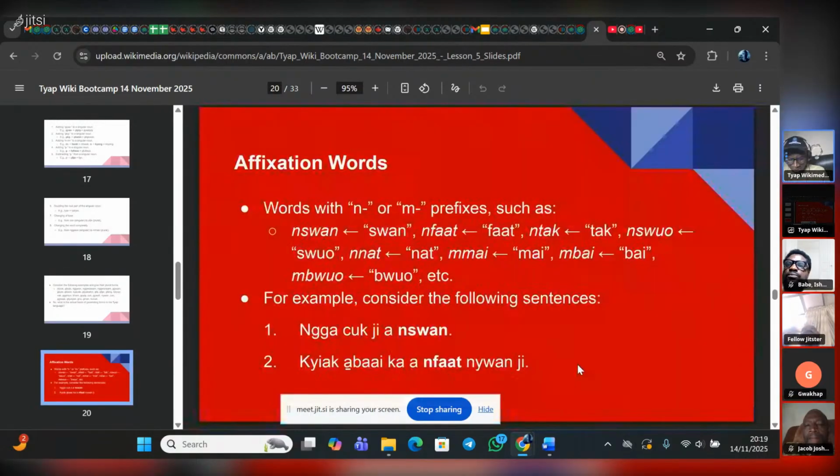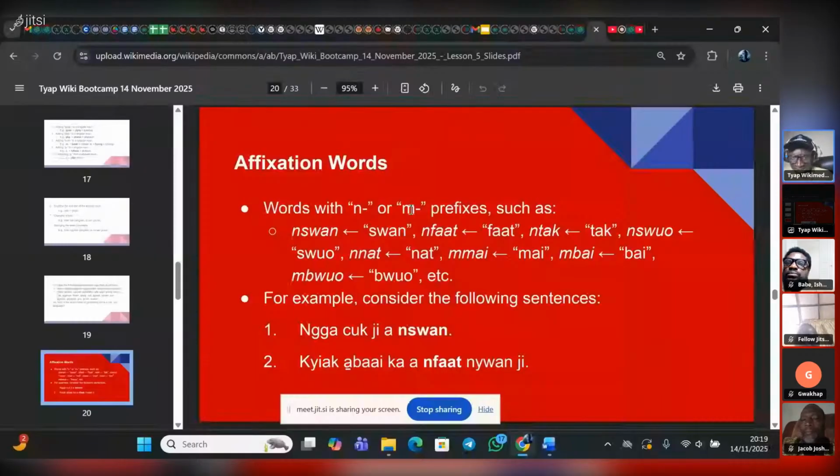And then we have affixation. Affixation words are words that are created by adding a prefix or a suffix to them. And in Tyap, we actually have the prefixes, that's the morphemes that are put before the word. And in English, there are prefixes, there are suffixes, but in Tyap it's mainly about the prefix, not the suffix, because we seem not to be having suffixes.